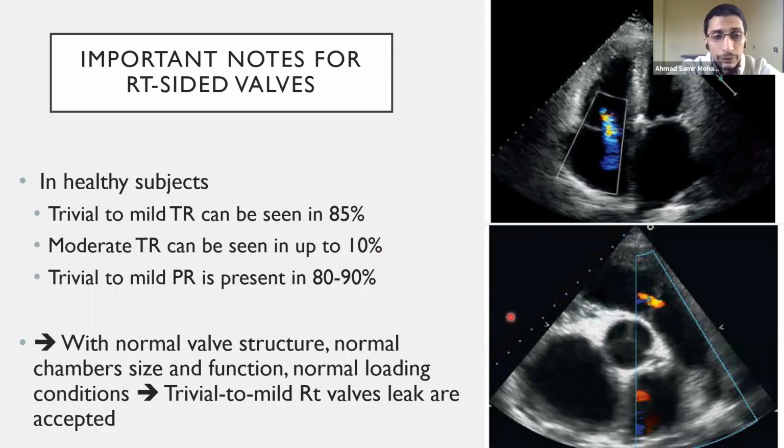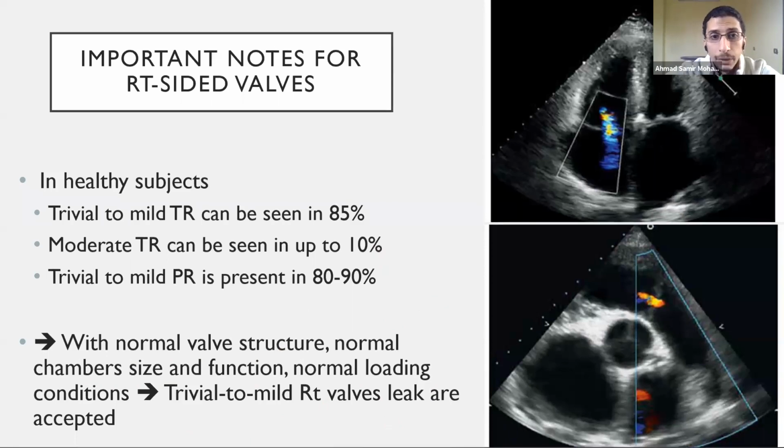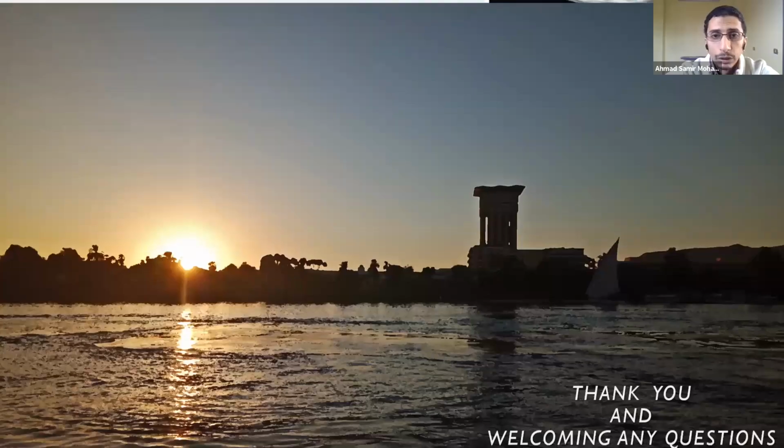And thus, if you meet a normal valve structure with normal chamber size and function, and normal loading conditions without RV pressure overload or pulmonary hypertension, we should accept that trivial to mild leaks in the right-sided valves are accepted as normal variants. By this, we come to the end of our lecture, and thank you for your attention.